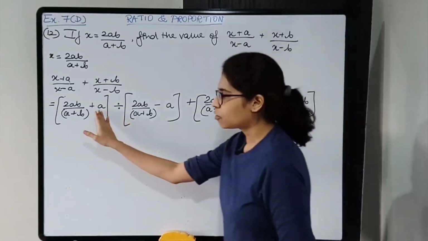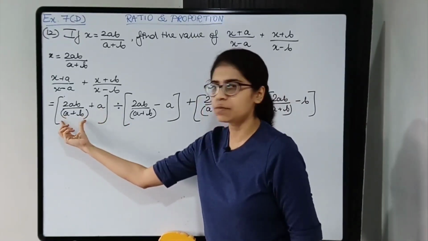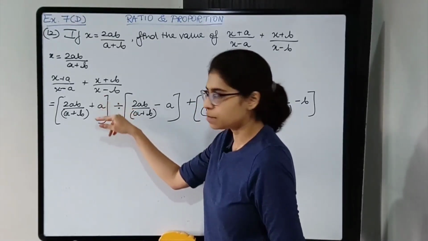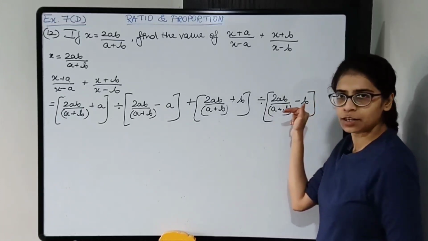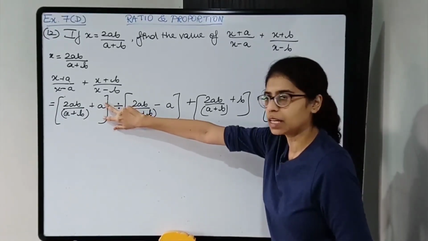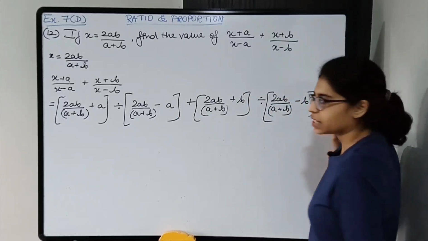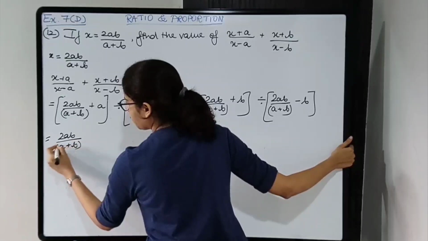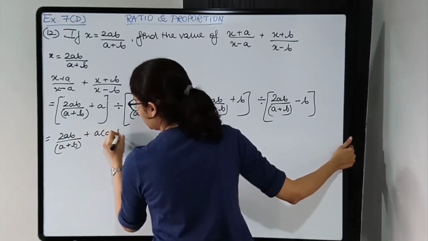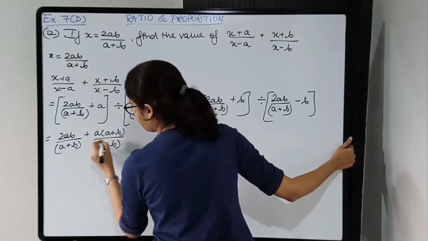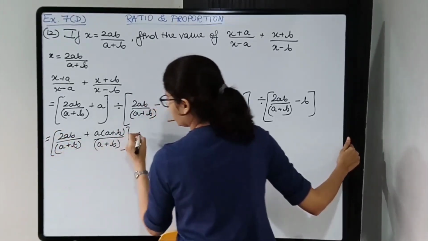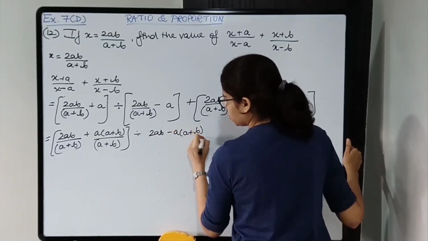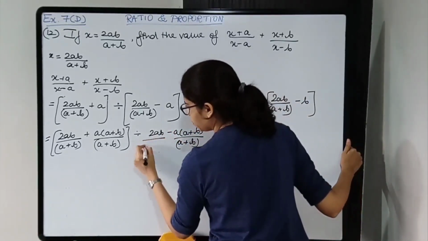We need to take a common denominator. Common denominator a plus b, that is we need to take the LCM. So we'll multiply and divide by a plus b for every second term. So here divide and multiply by a plus b, here also, here also, here also. So 2ab upon a plus b plus a into a plus b upon a plus b, divided by 2ab minus a into a plus b upon a plus b. I forgot to write a plus b over here.